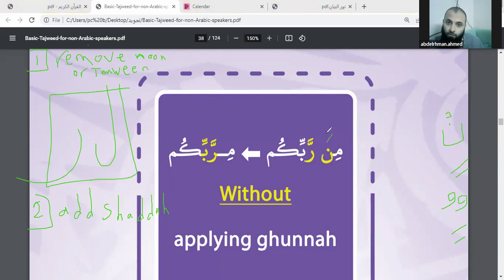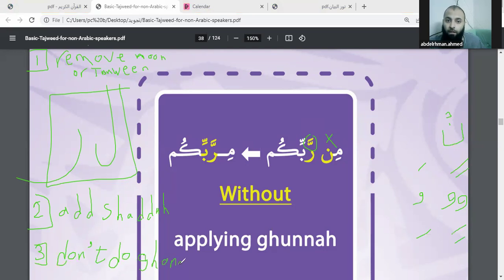First, you remove the noon or tanween. If it's tanween, remove one fatha, remove one dhamma, remove one kasra. Second step, add shadda, to merge the noon or the tanween into the next letter. So make the next letter double, like this, to add shadda on the ra. Third step, should we do ghunnah? No, here don't do ghunnah.